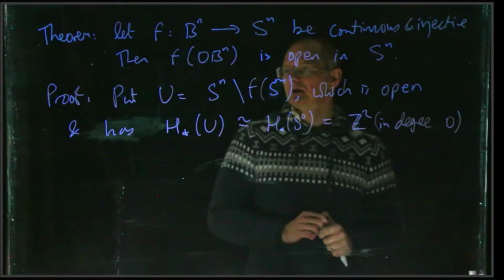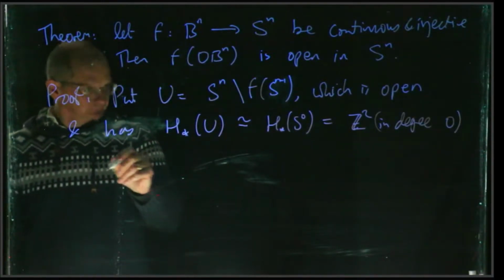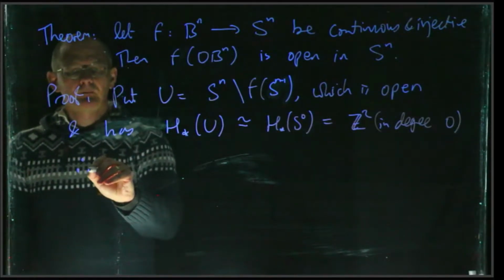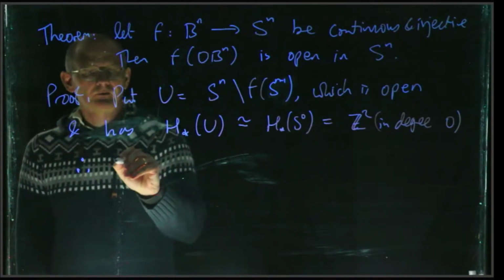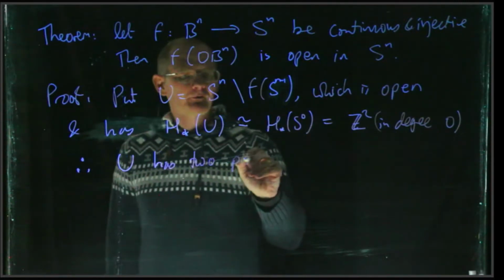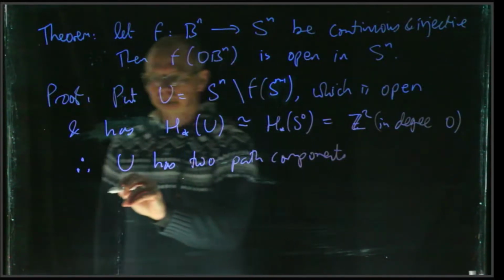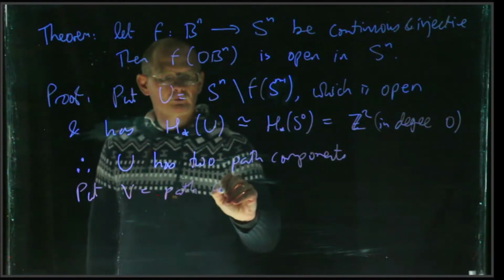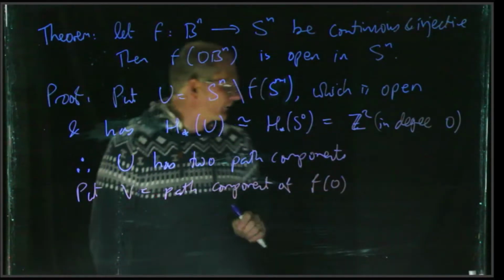So now I'm going to divide U up into two parts in two different ways. The first way is from the fact that the homology is Z squared in degree 0. We find that U has two path components. So I'm going to put V to be the path component of f of 0.